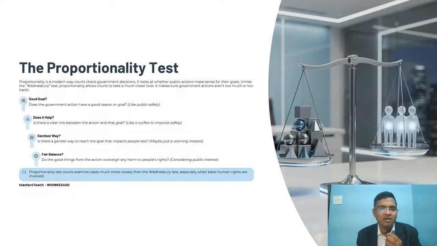So proportionality lets the court examine the case much more closely than the Wednesbury test, especially when basic human rights are involved. It makes sure there is a concern for safety and fairness for the people. So this is called the proportionality test.